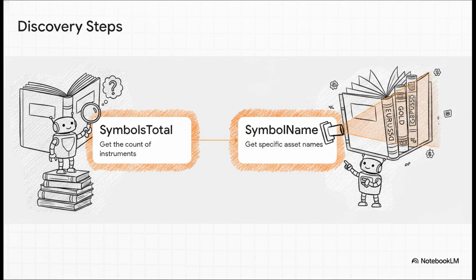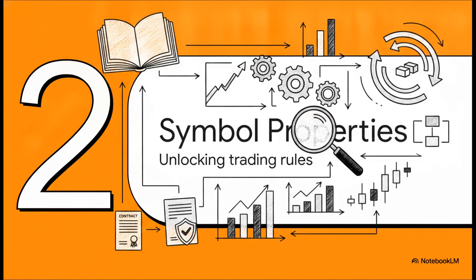First, you use a function called SymbolsTotal, and that tells your robot exactly how many books, or financial instruments, exist in your broker's library. Then you step through that list using SymbolName to read the spines. This allows your algorithm to dynamically scan for assets like EUR/USD or gold, instead of having those names rigidly hard-coded into your program.